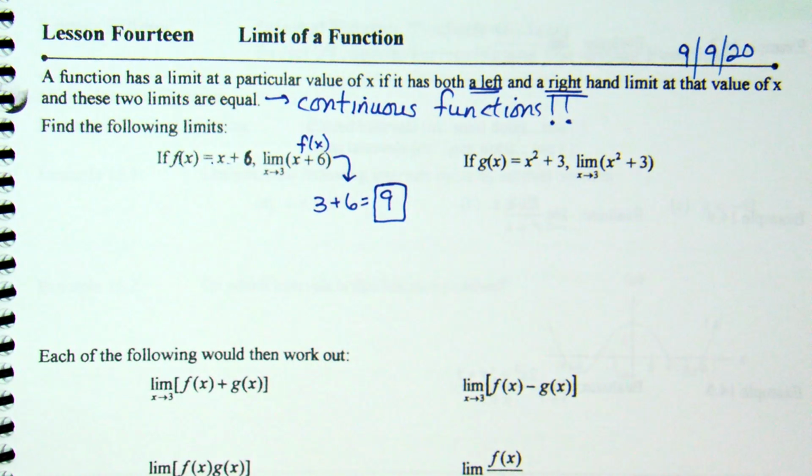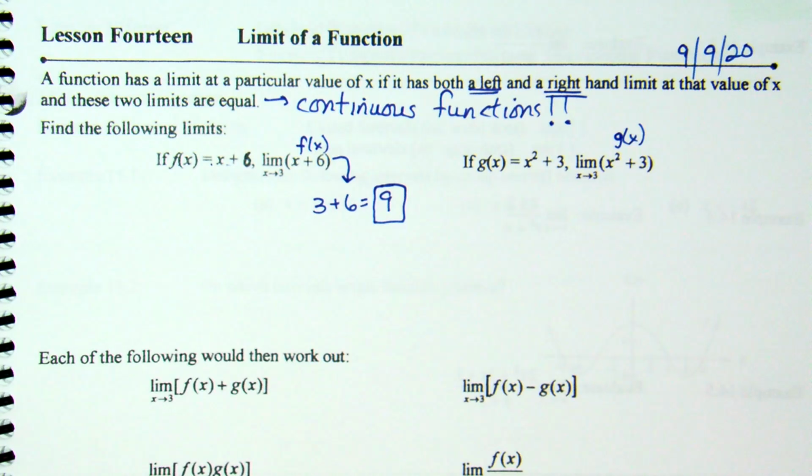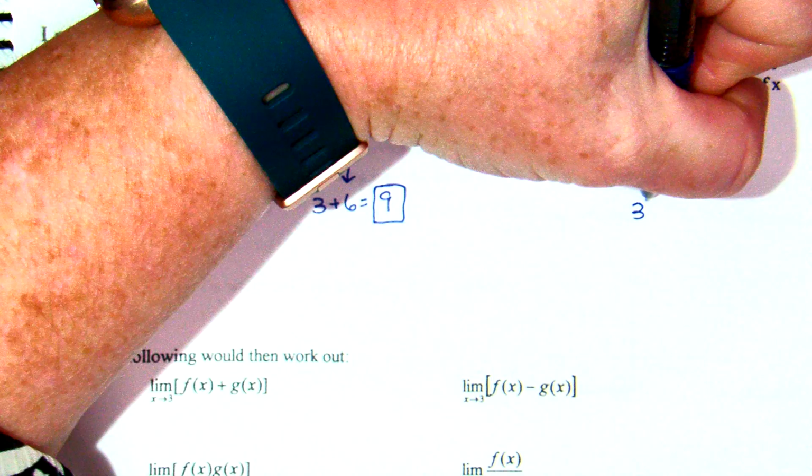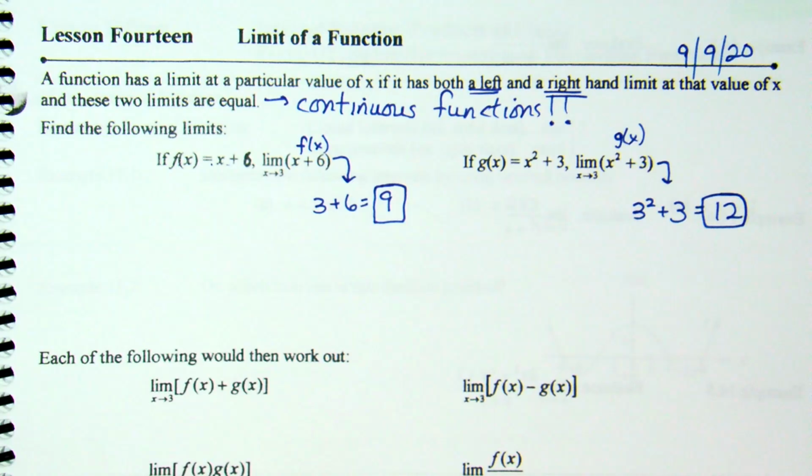So, okay, let's look at the next one. If g of x equals x squared plus 3, what is the limit as x approaches 3 of x squared plus 3? So this is saying, what is the limit of g of x as x approaches 3? So what do you think we're going to do here? Plug in 3. So now I'm going to have 3 squared plus 3, which is 12. If you look at that x squared plus 3 graph, that parabola, where x equals 3, the y value is 12. And so that's what it's approaching.